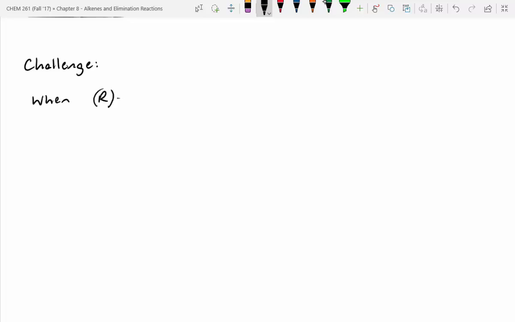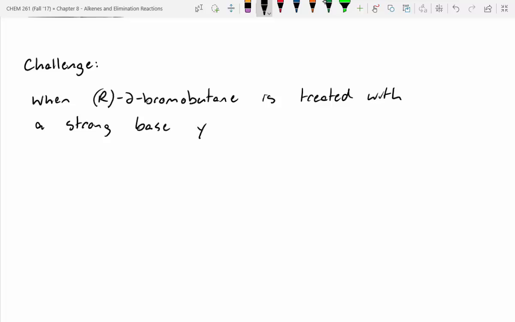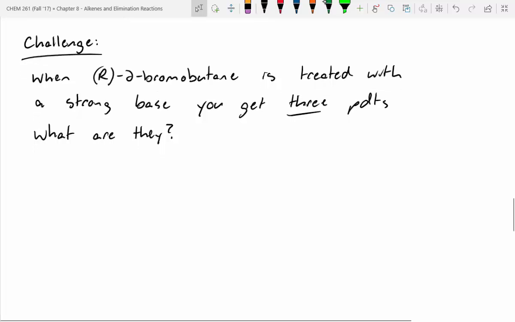So when R2-bromobutane is treated with a strong base, you get three products. What are they? So this would be an example quiz or exam question, but I'll give you guys a minute to work on this.